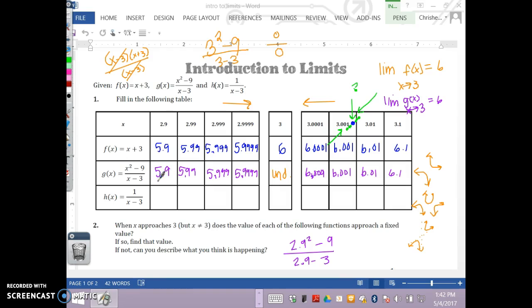If you look at the trend, it's getting closer to 6, getting closer to 6, getting closer to 6. It doesn't actually go to 6, but that's okay because this is the limit.